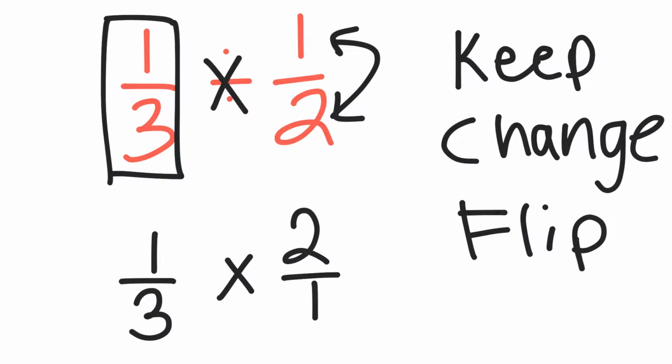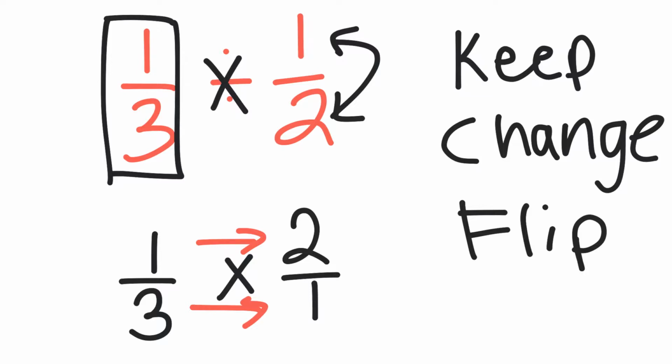Now, in a different video, we talked about how to go about multiplying fractions. Remember, when we're multiplying fractions, we just multiply straight across. So we multiply the top number times the top number and the bottom number times the bottom number. So with my 1/3 divided by 1/2, again, keep, change, flip, it becomes 1/3 times 2/1.